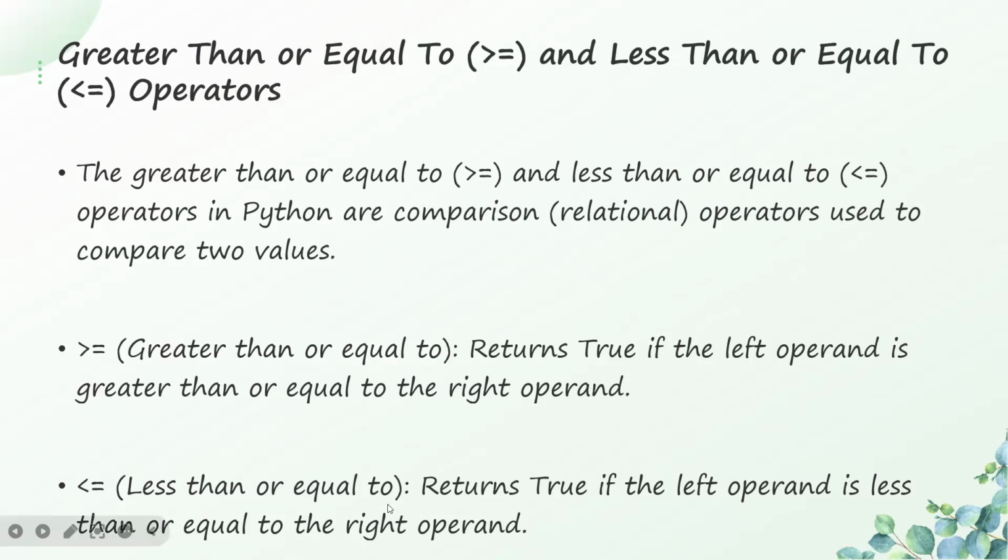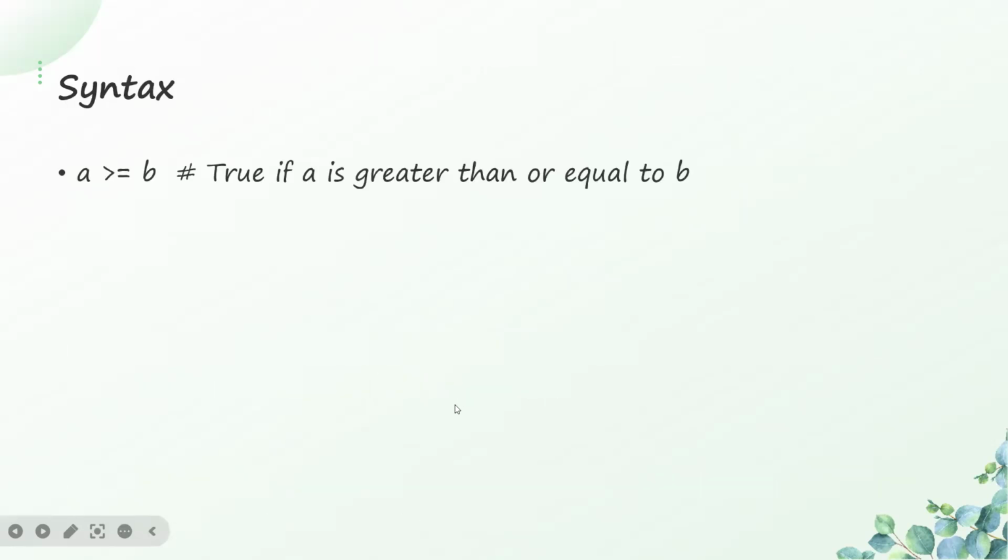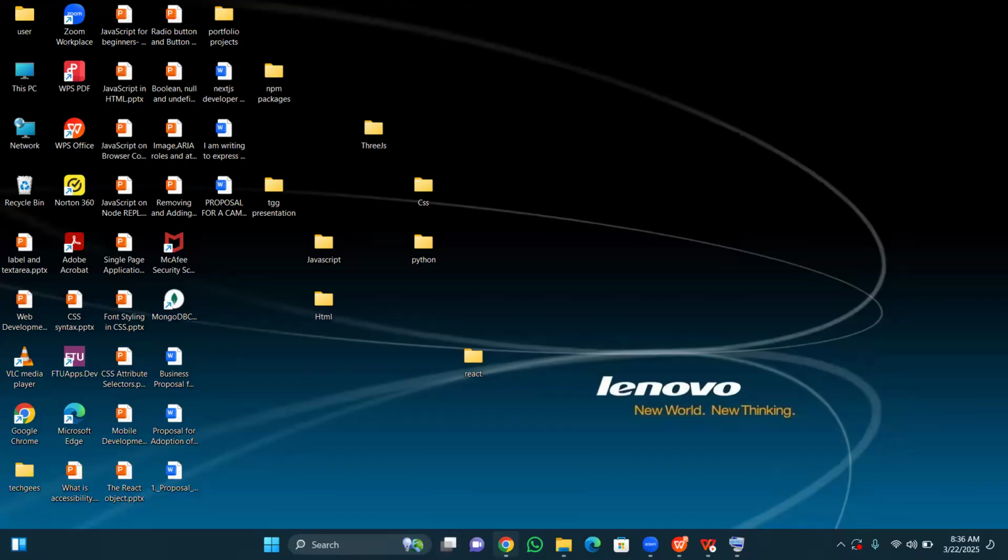Less than or equal to returns true if the left operand is less than or equal to the right operand. So this is how it is written. Let's go to code. Let me show you something. Let's go to the editor.